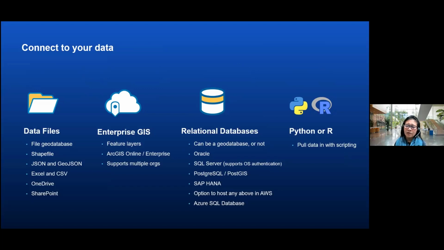Or you already have the data in the cloud. Maybe you have a feature layer in ArcGIS Online, or you have it in ArcGIS Enterprise. Then you can bring it in as well. Or you want to connect to a relational database. Maybe you work with an organization that uses Oracle, SQL Server, SAP HANA, all these options are available in here. And if you don't see any of these, and you want to pull the data through scripting, you can do it as well. As I said, you can use Python or you can use R.